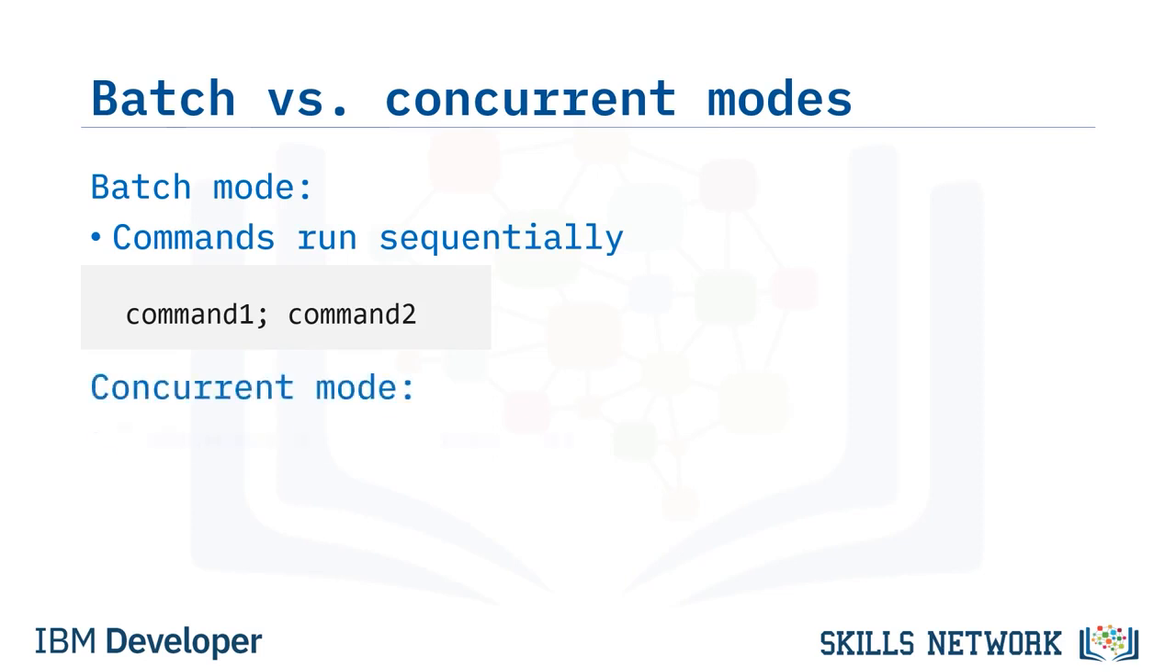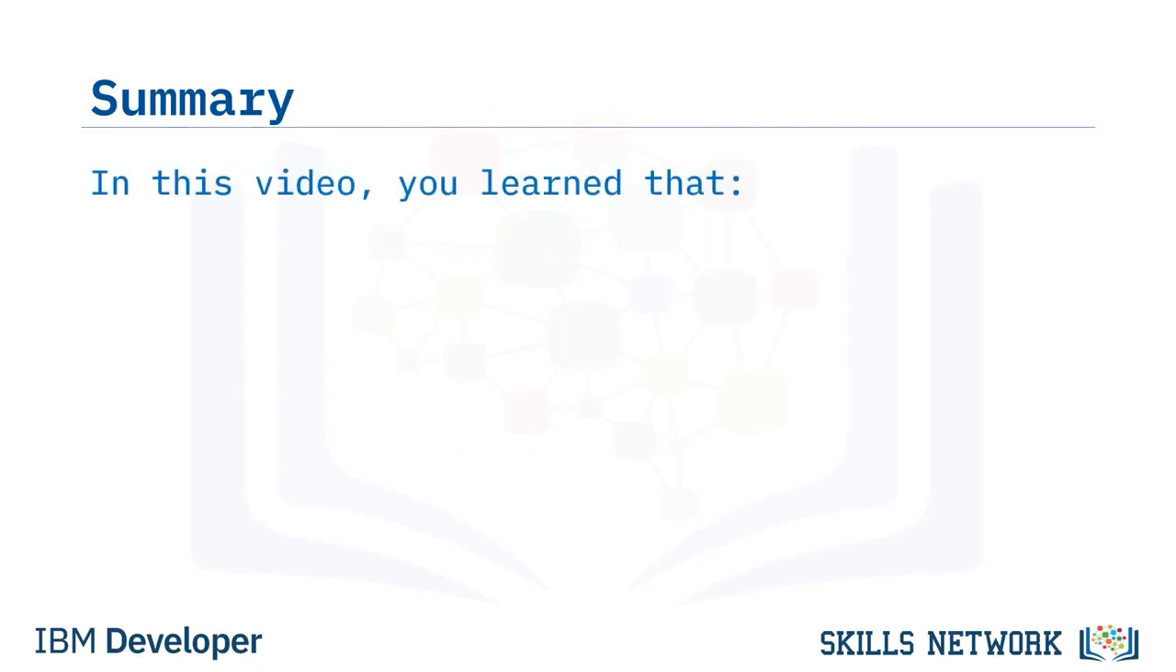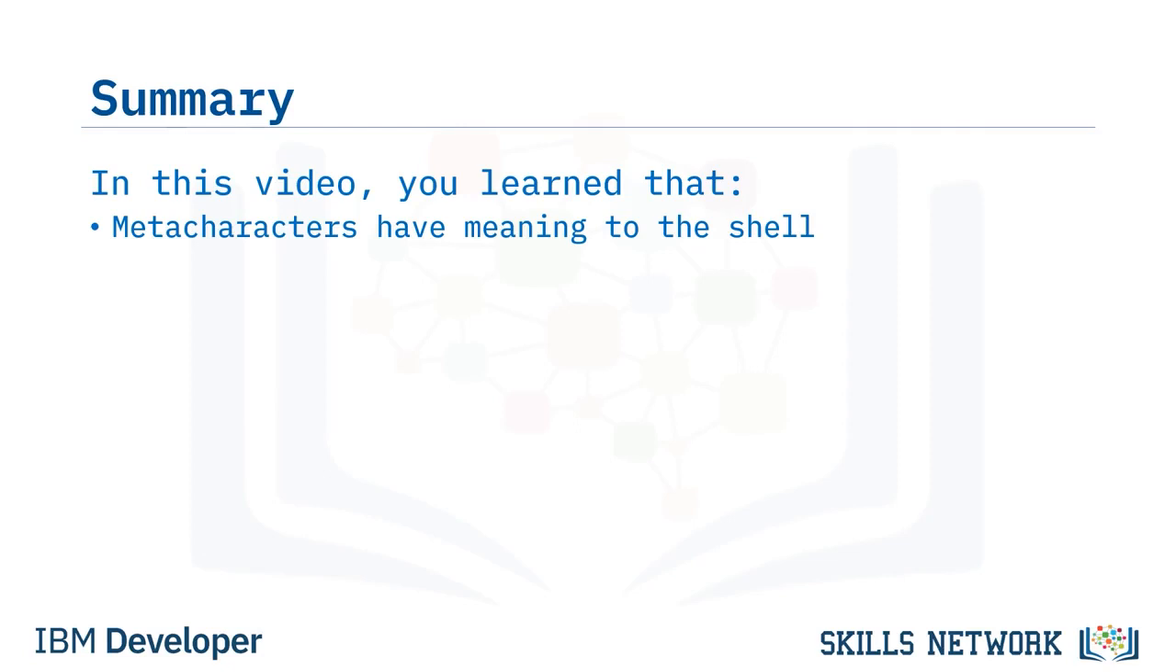In concurrent mode, commands run in parallel. The ampersand operator after Command 1 directs Command 1 to operate in the background and passes control to Command 2 in the foreground.